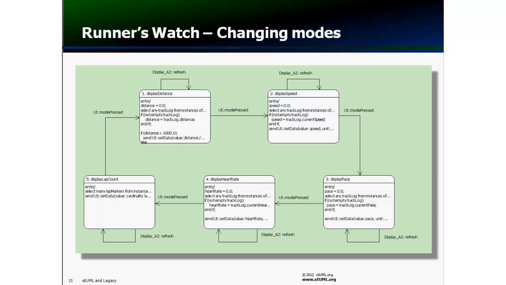Here we have a state machine, a state transition diagram that shows the runner's watch changing display modes. So we can have the watch display the distance. We can push a button on the display or on the user interface and cause us to start displaying the speed or the pace or the heart rate or the lap count. So there are 5 different modes, and this state machine shows what happens each time the mode button is pressed on the watch and how we switch display modes.